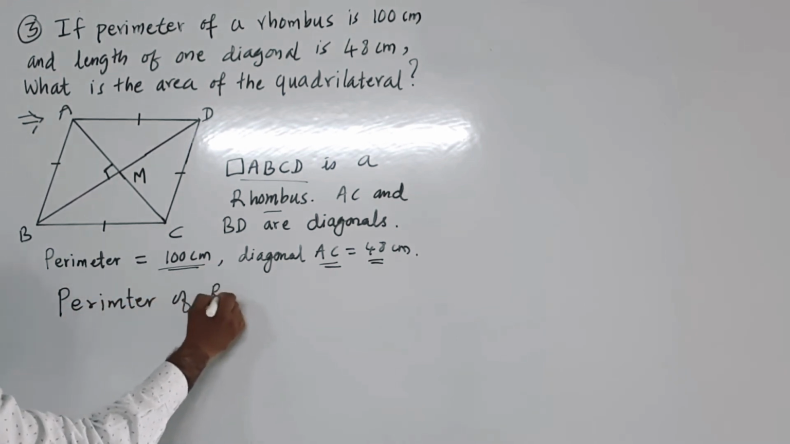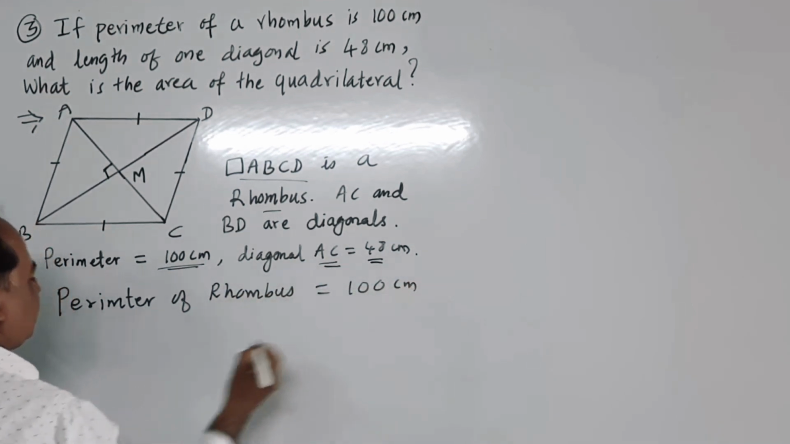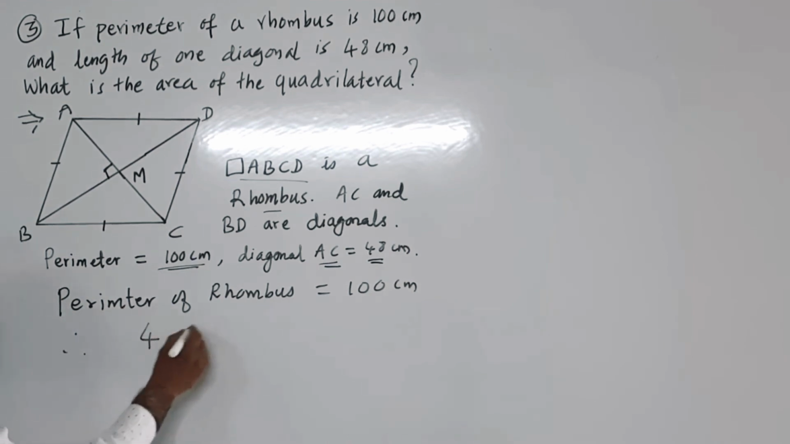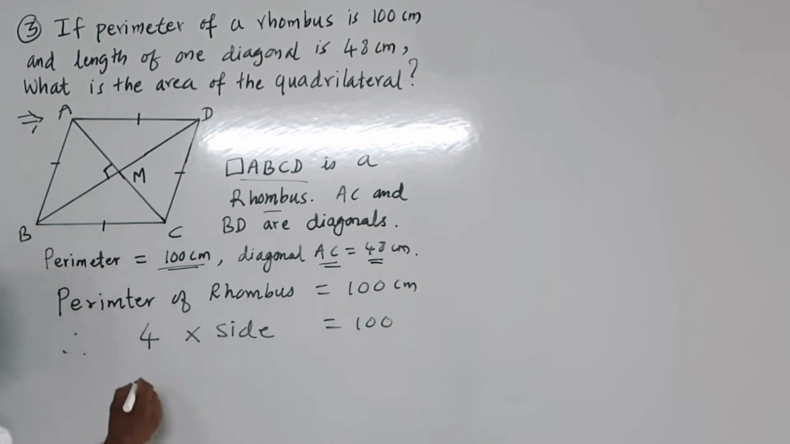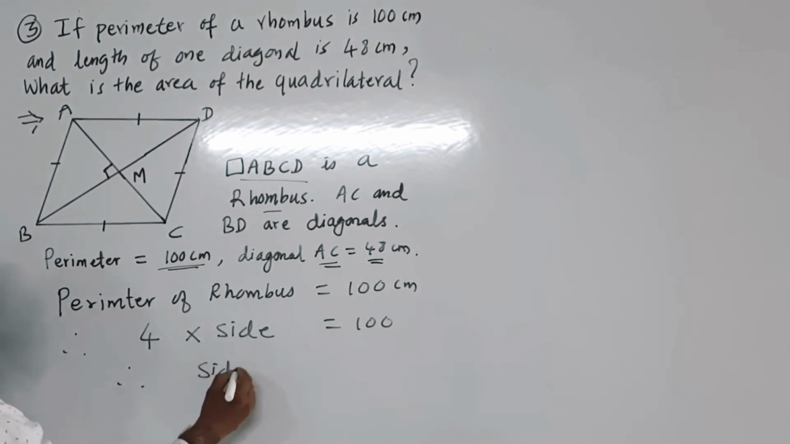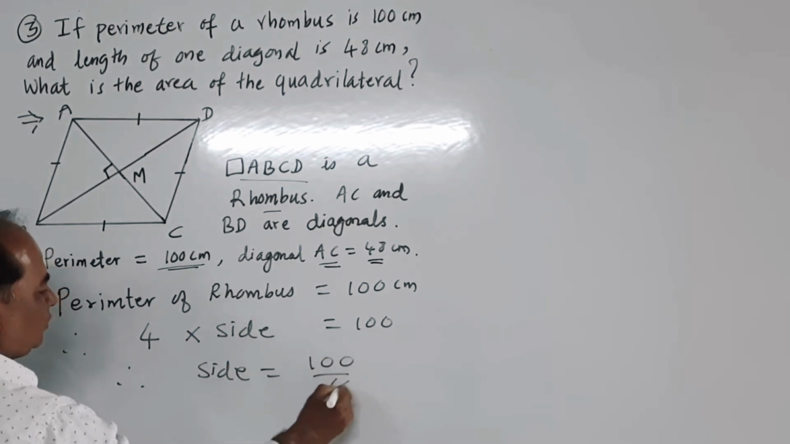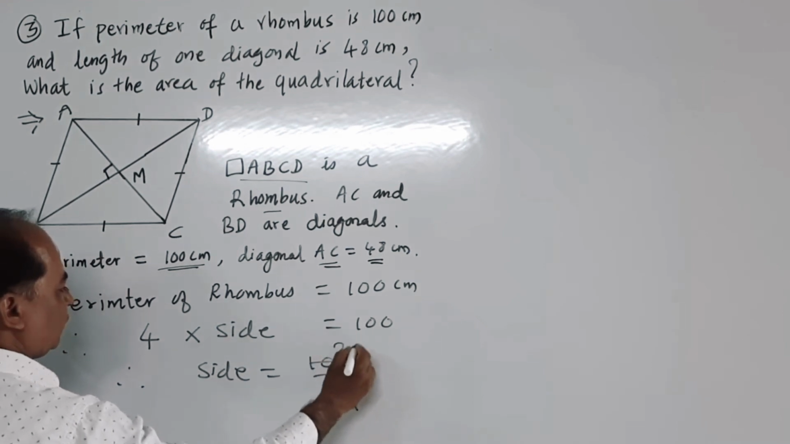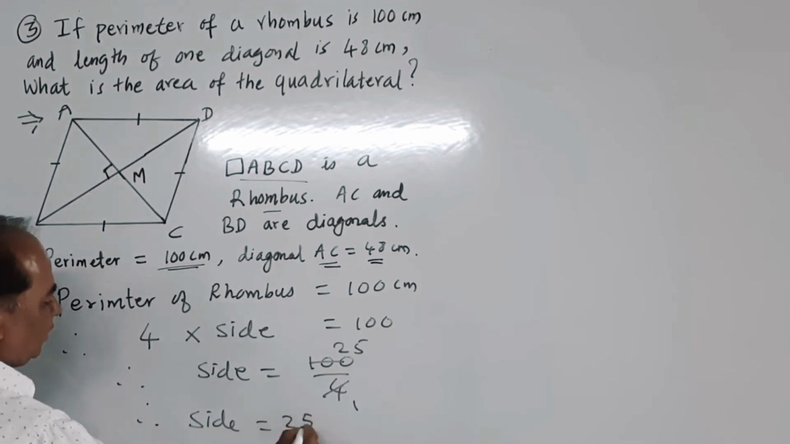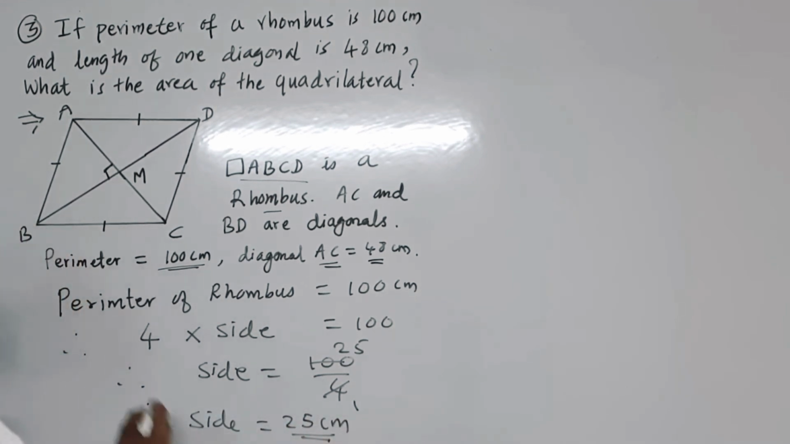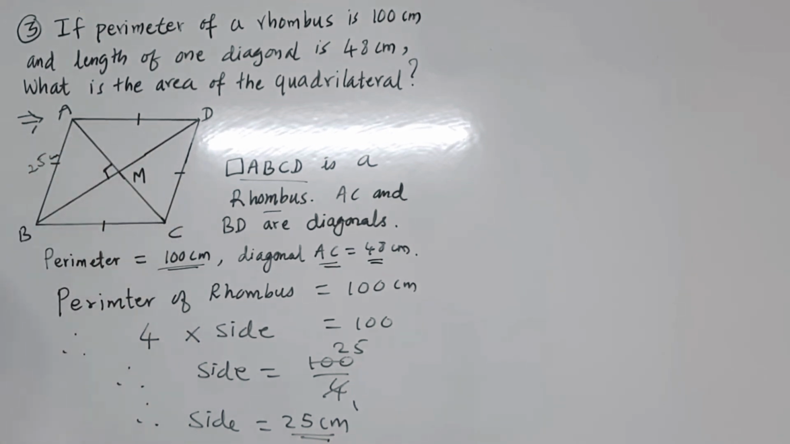Perimeter of rhombus is given as 100 centimeter. Therefore, perimeter of the rhombus is 4 into side, which is equal to 100. Therefore, side of the rhombus is equal to 100 divided by 4. 4 1s are 4, 4 2s are 8, 4 5s are 25. Therefore, side of the rhombus is equal to 25 centimeter. Here all sides of the rhombus are equal, so each side is 25 centimeter.